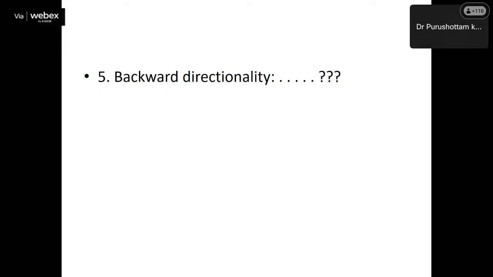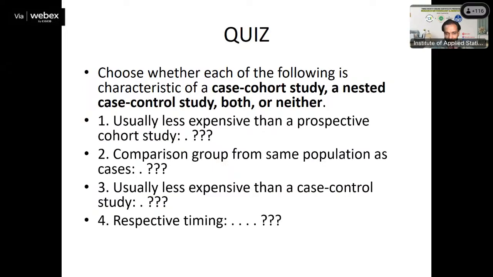In which will backward directionality be present? We discussed backward directionality. Dr. Lovely wrote case control. Case control is not an option. The options are case cohort, nested case control, both or neither. Dr. Sunil Kumar wrote retrospective study, and Dr. Pooja wrote case control. Dr. Mamta, case cohort. See the first paragraph, you have to answer among these only. In which will backward directionality be present? Case cohort, nested case control, both, neither.